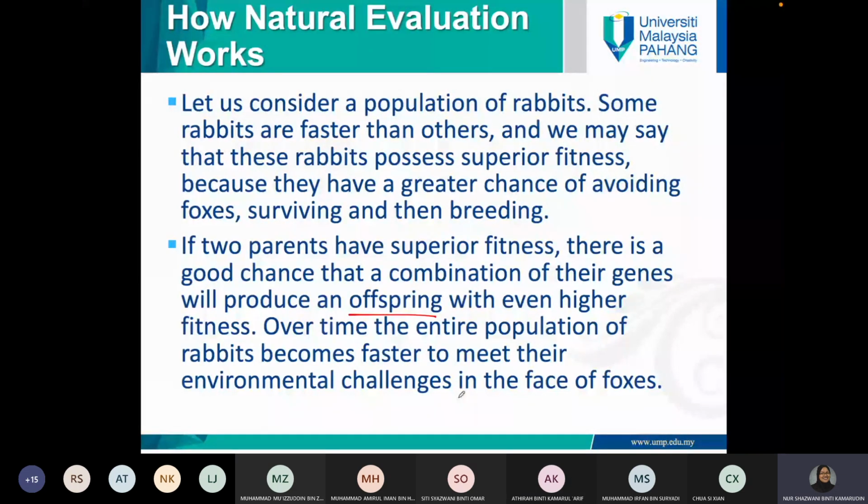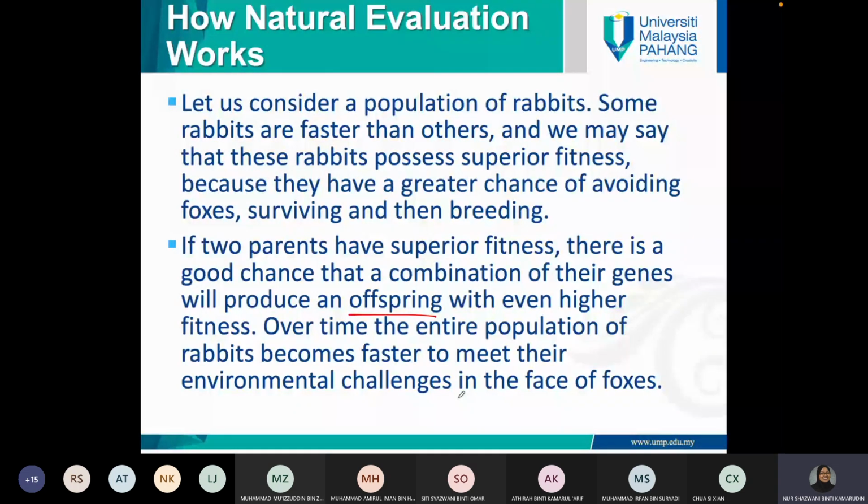face of foxes. Same goes for humans also. Let's say both mom and dad are wearing glasses. There will be high tendencies that all the kids will be wearing glasses. Like my family, both my mom and dad wear glasses. So like me and all my siblings wear glasses.